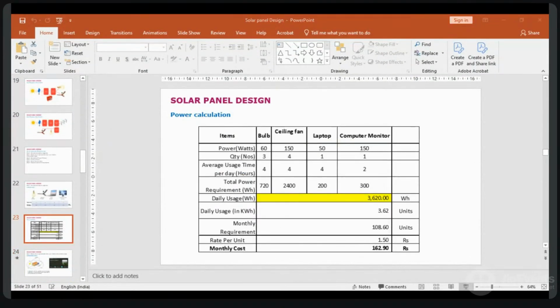Sir, I will share the slides and the calculation sheet also at the end of the session. Is it visible now, sir? Okay, thank you, sir.